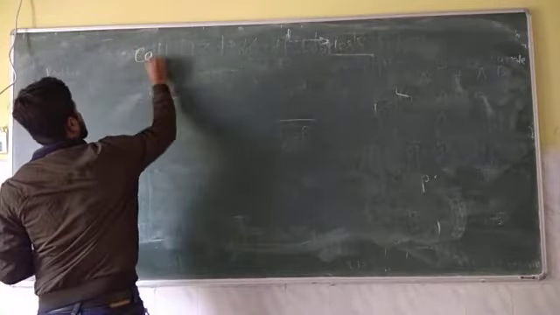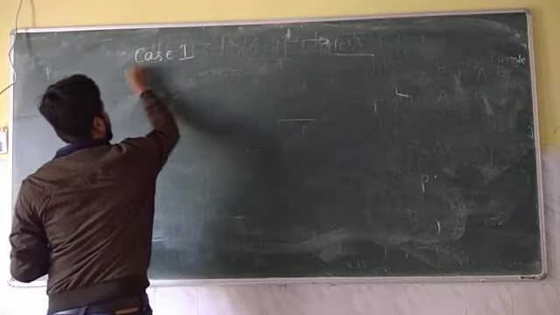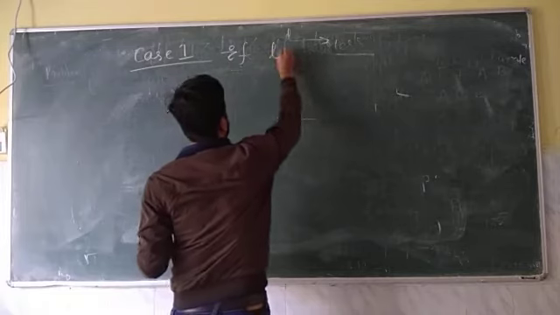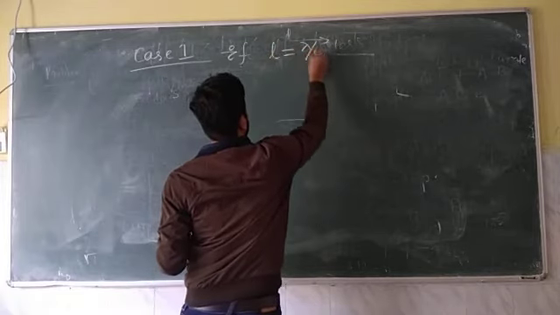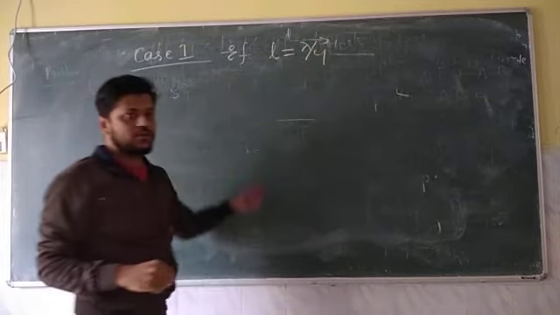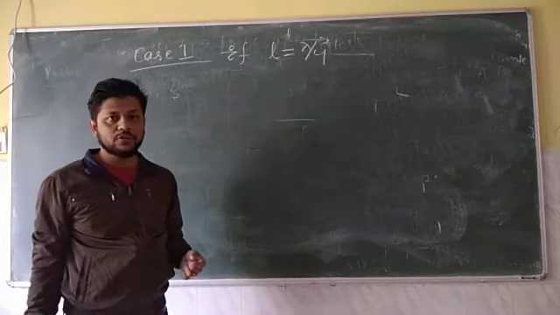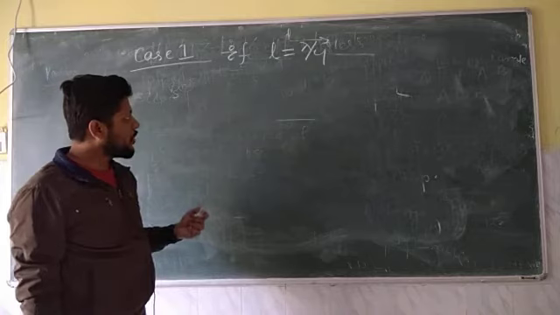Case 1, if L is equal to lambda by 4. What does it mean? That is, your length of the transmission line is equal to lambda by 4. Lambda is your wavelength, the wavelength of the signal.